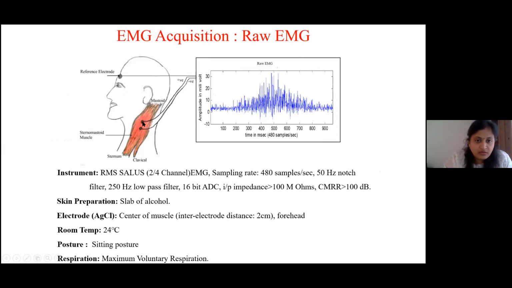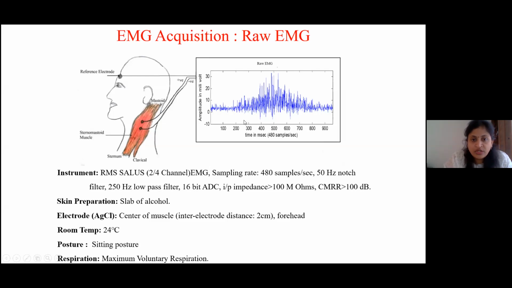So this was the placement of the electrodes in my study. This is the sternomastoid muscle. Here these electrodes are placed at the center of the muscle, positive and negative, differentially amplified. The reference electrode is placed on the forehead. We are having less interference from other muscles.